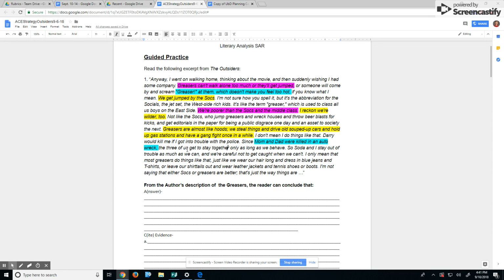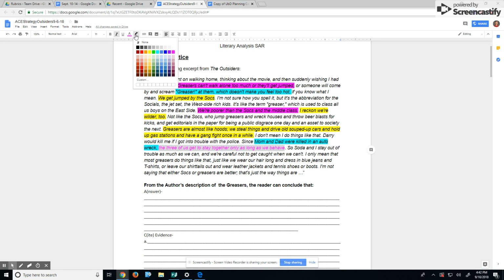"Since Mom and Dad were killed, the three of us get to stay together only as long as we behave." Now it sounds like they care about staying together. So family must be important to them. That's an inference that I could make just from that information.